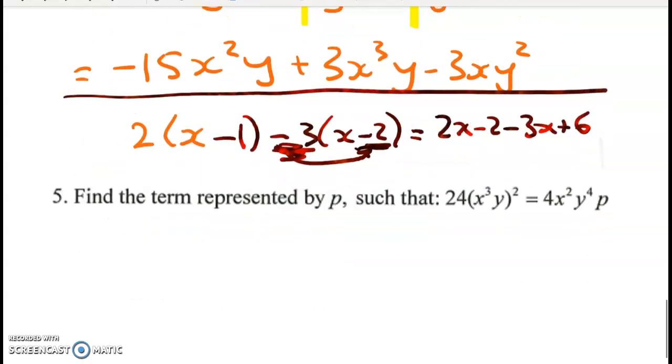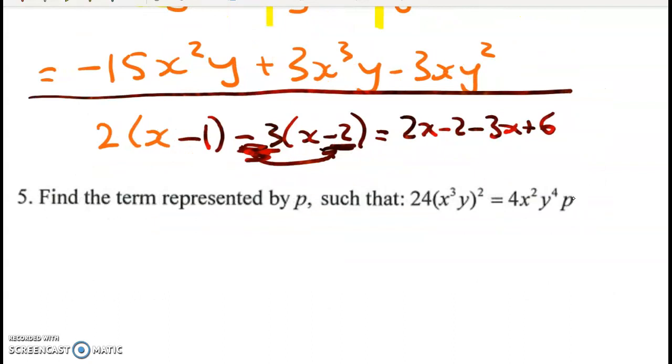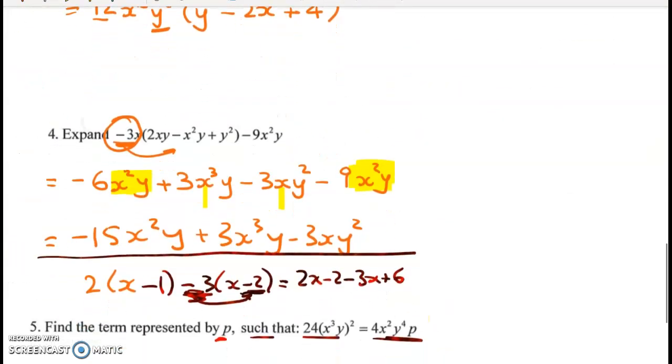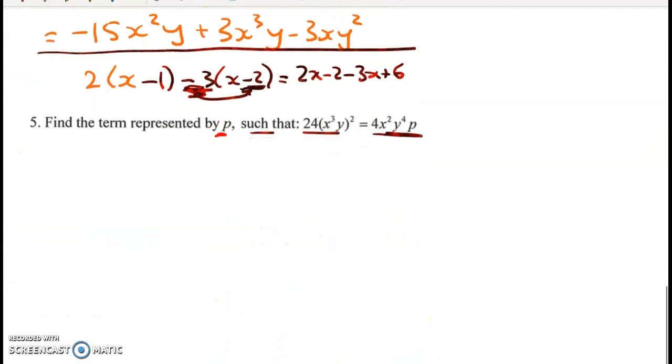Right, the very last question in here is to find the term represented by p such that this and this are the same. Now, we haven't done solving equations yet. Some of you are probably going to watch this video after you've done equation solving. I'm going to teach it to you how we can do it right now. And that's just the idea of matching up. So for this first question, we've got some cleaning up to do on this side.